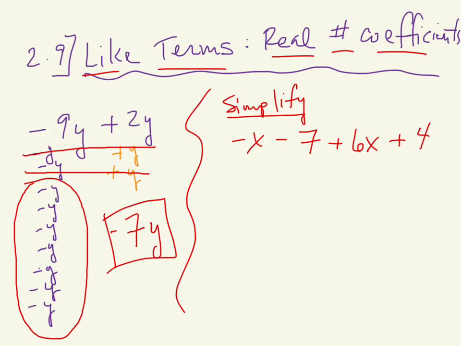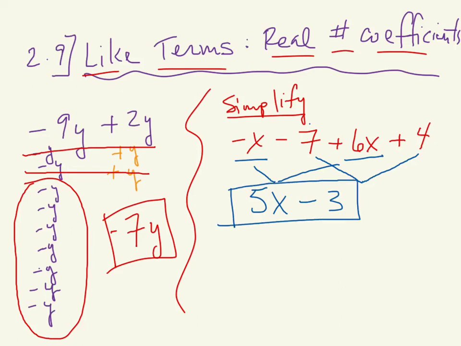So over here, I'm going to change my pen color here. It doesn't matter. So you have a -1x and you have a +6x. Those are like terms. If you have 6 x's and you take away an x, that's 5 x's. These two right here combine to be that. You have 7 negatives and you have 4 positives. So 7 negatives, 4 positives. 4 positives cancels 4 negatives here. And you have a -3. So you have 5x minus 3.